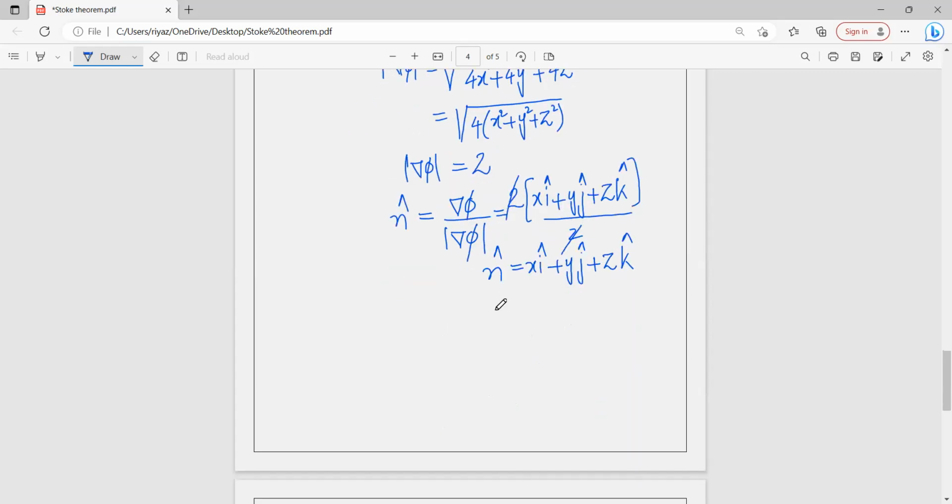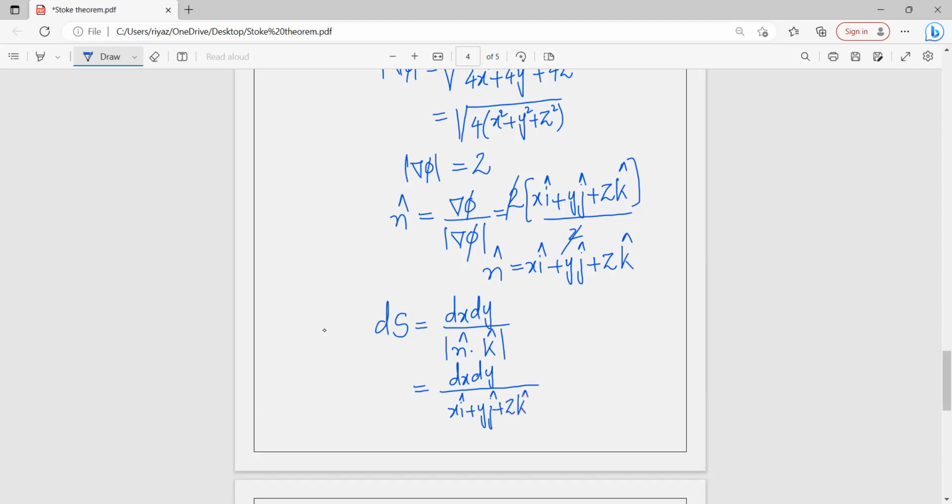So we got n cap. ds also we do not take directly. It is in the xy plane because it is not given, we have to assume that it is in the xy plane. So the formula is dx dy by magnitude of n cap dot k cap. This is equal to dx dy by n cap, which we already know is x i plus y j plus z k.